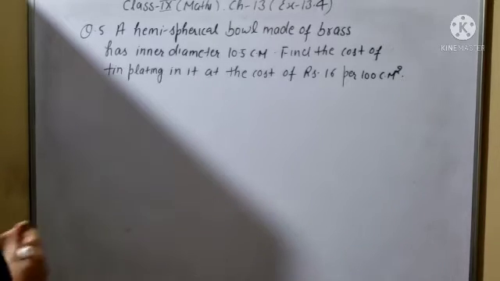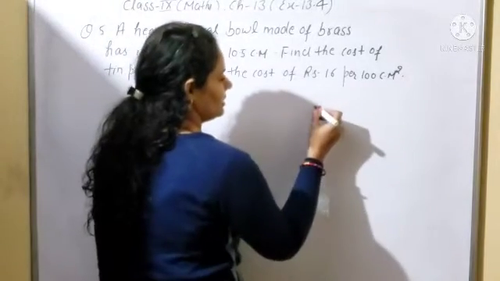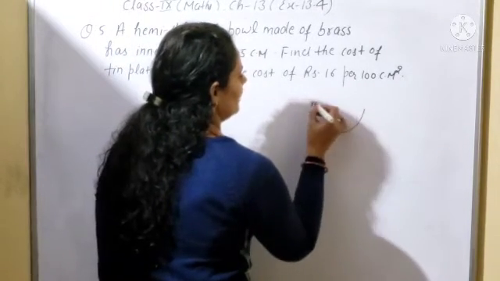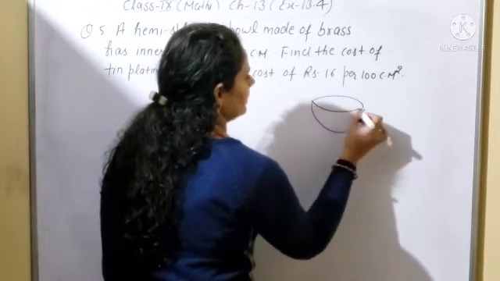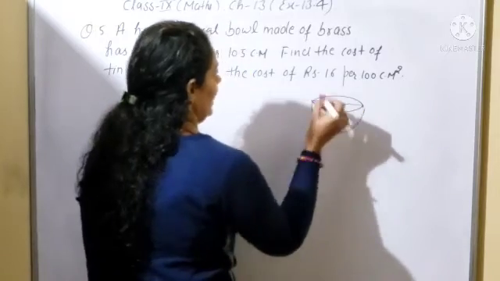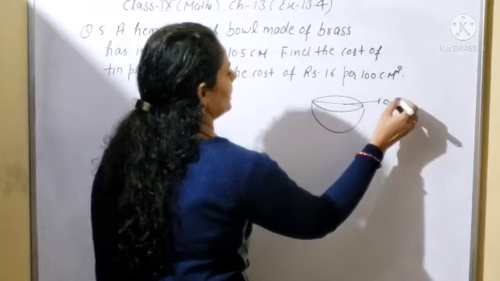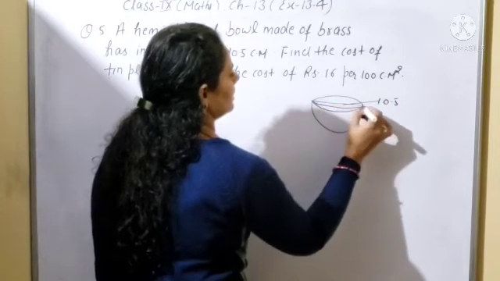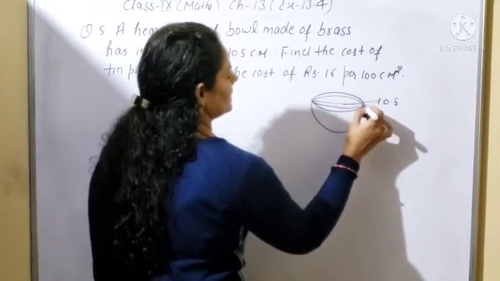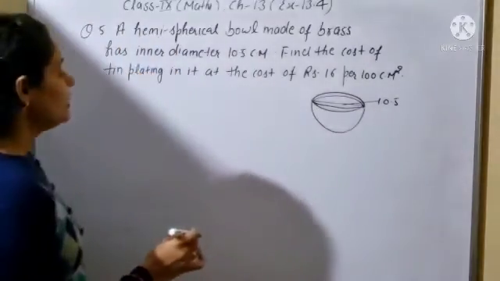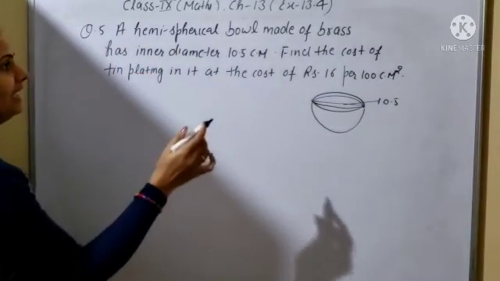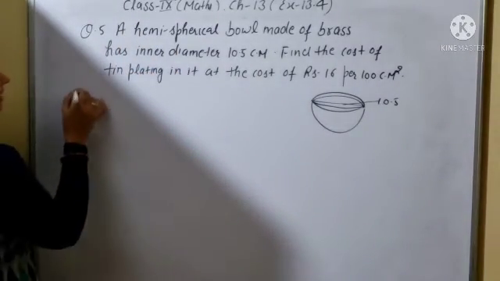Clear? So in this question, what is given? First, a hemispherical ball is given. It will be like that. This one will be your hemispherical ball and this is the inner diameter. This one is given as 10.5 centimeter. Find the cost of tin plating it at the cost of rupees 16 per 100 centimeter square.